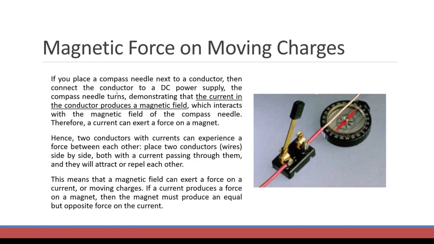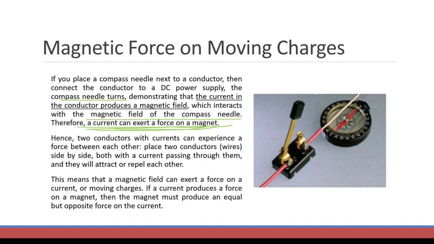If you place a compass needle next to a conductor, then connect the conductor to a DC power supply, the compass needle turns, demonstrating that the current in the conductor produces a magnetic field, which interacts with the magnetic field of the compass needle. Therefore, a current can exert a force on a magnet. Hence, two conductors with currents can experience a force between each other.